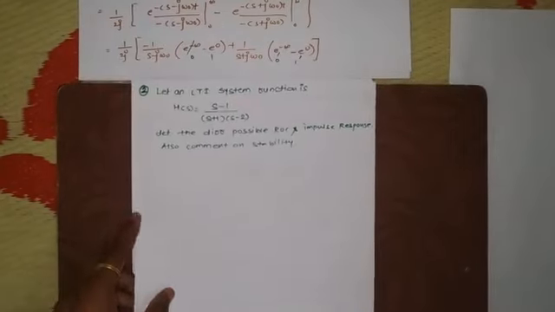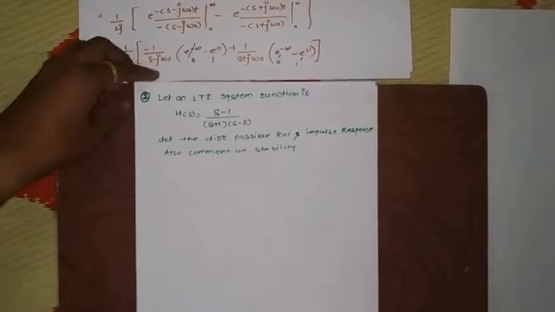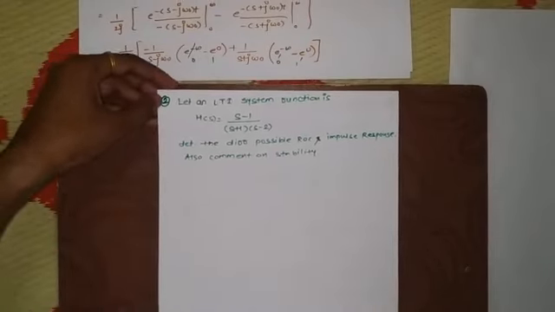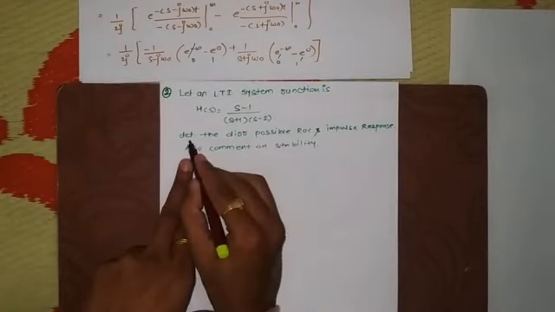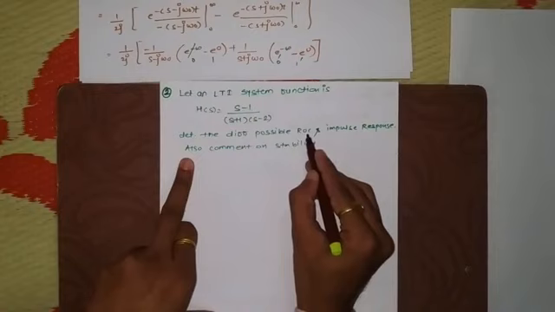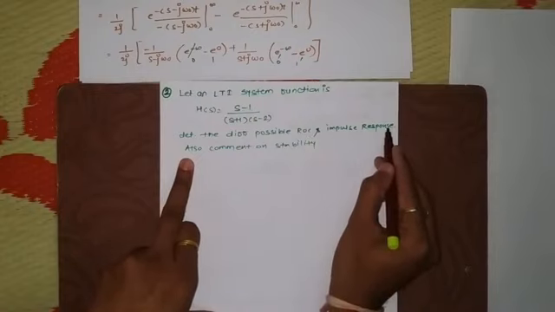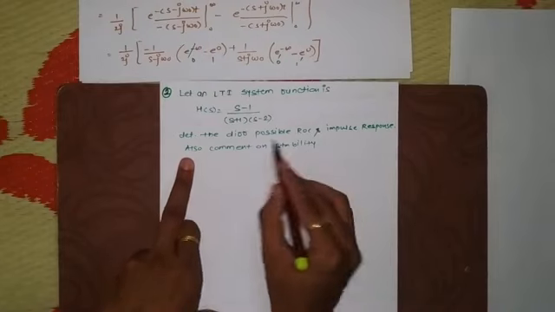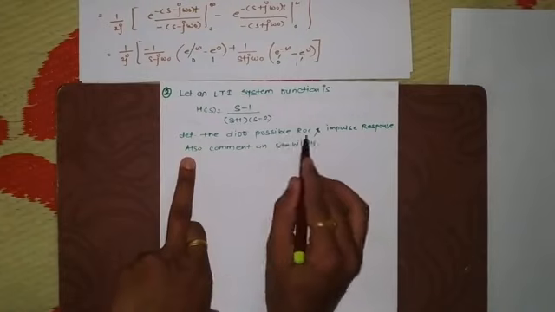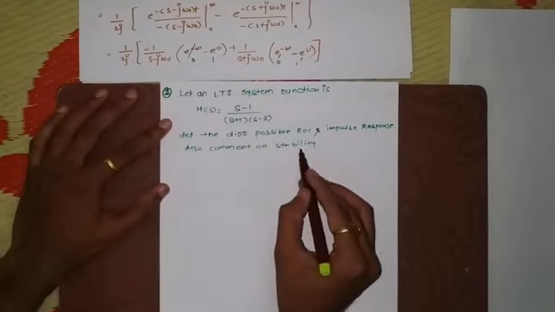Now let us see a different type of example. The question is: let an LTI system function be H of s equals (s minus 1) by (s plus 1) into (s minus 2). The question asks to determine the different possible regions of convergence and their corresponding impulse responses, that is h of t, and also comment on stability. In the first case, we'll try to determine all different possible ROCs and then we'll come to the stability concept.